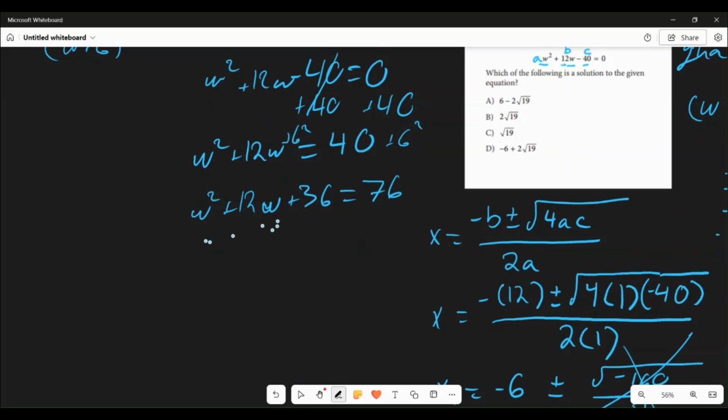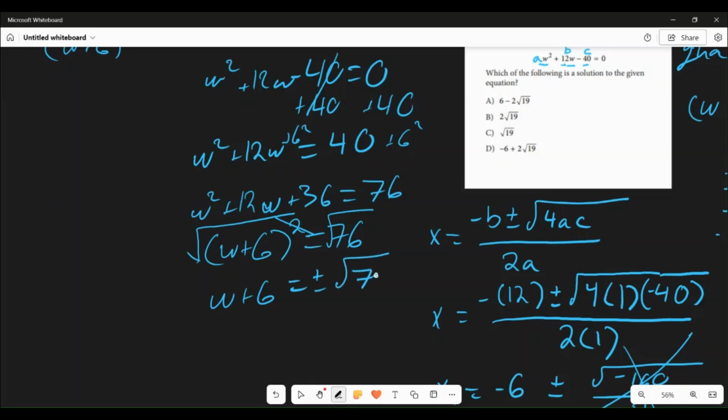Because we know that this is going to be nothing more than (w + 6)² = 76, right? And now we can get rid of the squared term by square rooting both sides. So I square root this side, and then I square root this side. That cancels out the square. So we are left with w + 6 = ± √76, right?